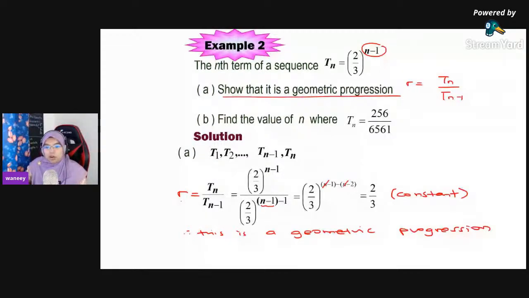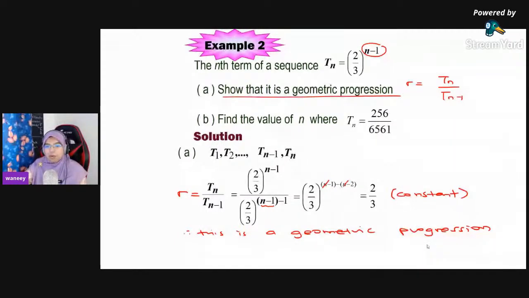Do make sure your common ratio gives you a constant. What I mean by constant is that it must be independent of any other variable. There are no variables here. No more x, no more n, no more a. We only have a constant or some number. That is why we can say that this is a geometric progression. Now let us go to B.